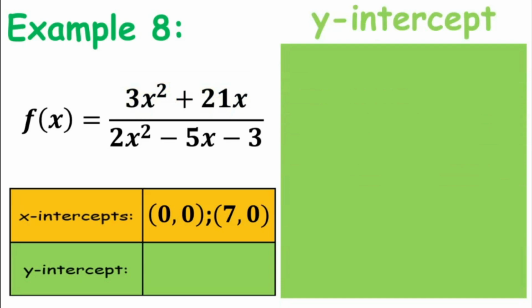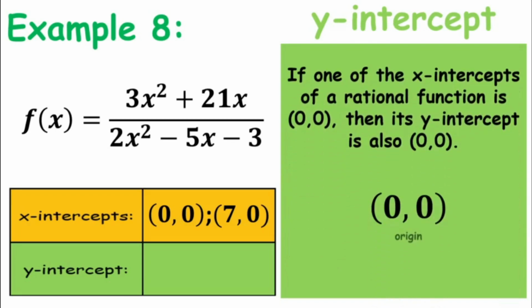For the y-intercept, since one of the x-intercepts is (0, 0), it implies that the y-intercept is also (0, 0), or origin.